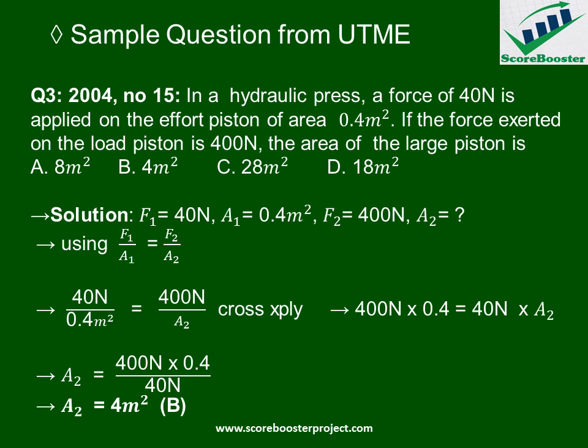F2, which is the force of the load, which is given to be 400 Newton, over area of the load, which is unknown. So if we cross multiply, we get 400 Newton times 0.4 will be equal to 40 Newton times A2. We can make A2 the subject of formula by dividing through by 40 Newton, and that will give us A2 equals 400 Newton times 0.4 divided by 40 Newton, making our A2 to be 4 meters square, making option B the correct answer for this question.